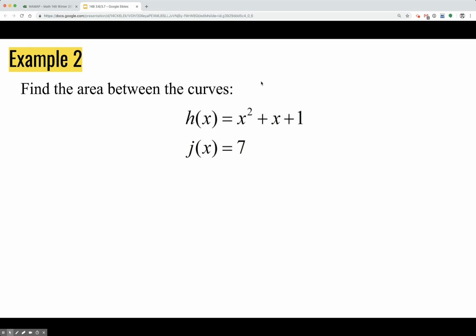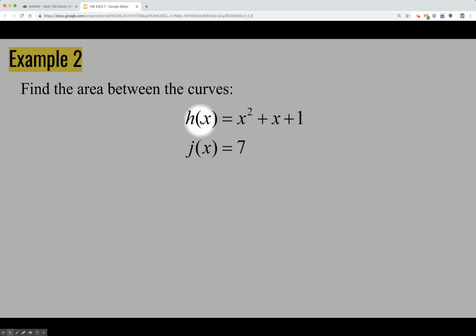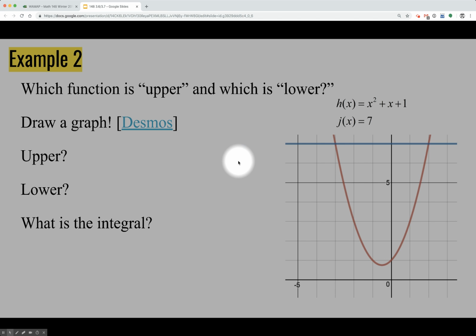Hello, in example 2 here, we're going to find the area between these two curves, h of x equals x squared plus x plus 1, and j of x is equal to 7. Now notice, unlike example 1, I'm not specifying what the actual limits of integration are. And the reason is pretty simple.